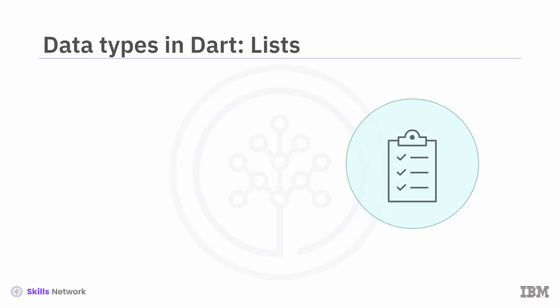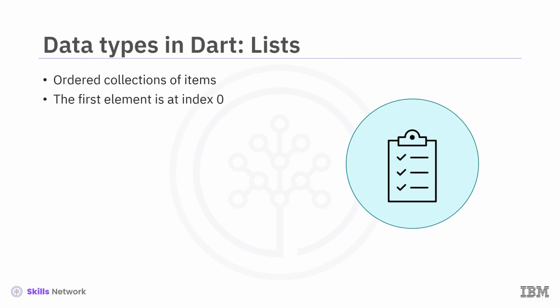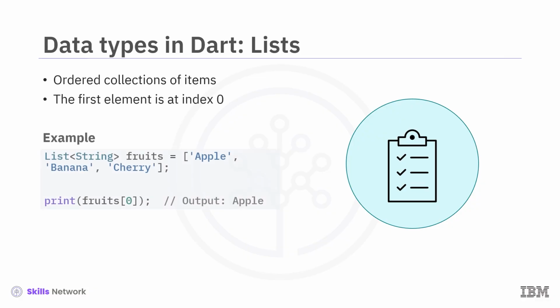The following data type is lists, which are ordered collections of items. Dart lists are zero-based, meaning the first element is at index 0. Let's look at an example to understand the feature of lists. Lists contain a set of objects, such as fruits. In this example, the list includes 3 elements: apple, banana, and cherry.